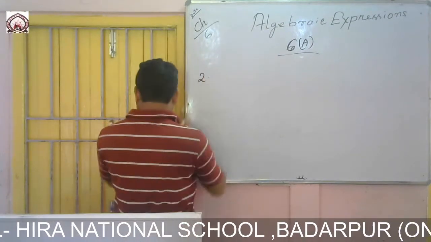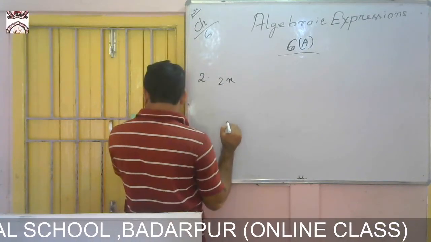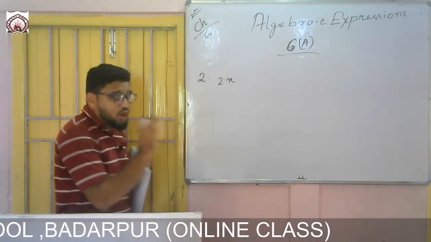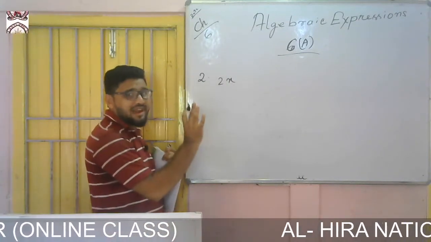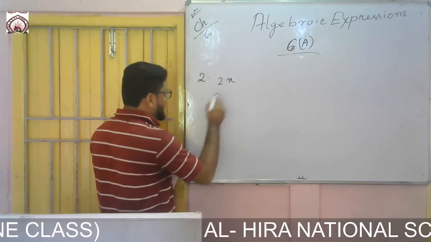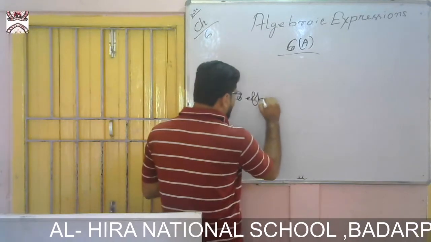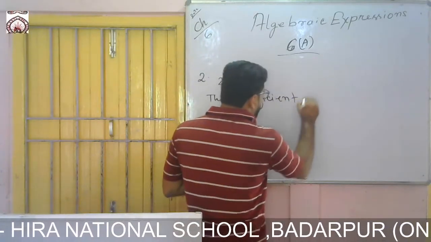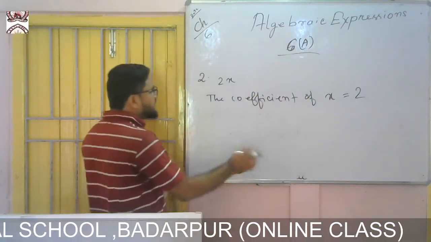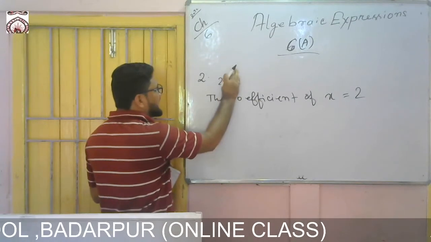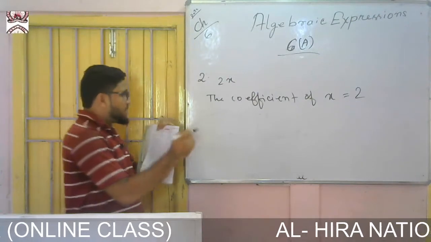So question number 2, you see what is there? 2x. And we have to write the coefficient of x. That means leaving x, whatever will be there, we shall write that one. That is the coefficient. So the coefficient of x equals 2, because if you leave this x, then only 2 remains. So it is 2. Now come to question number 2.